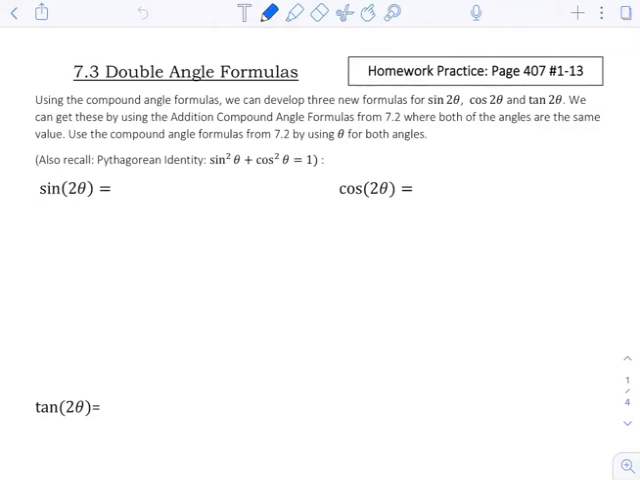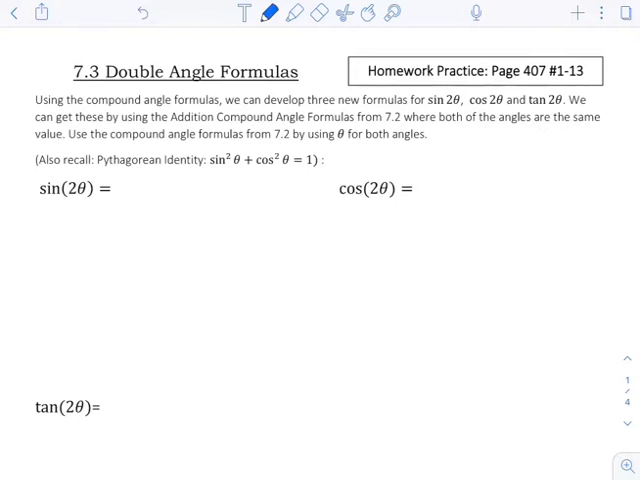Now you might say, we just learned 6 formulas. Why do I have to learn 3 more? Well, these 3 come directly from those compound angle formulas, the addition ones. Because if you have one angle plus another angle, that's double the angle. So instead of adding 2 different angles, like we did in the last chapter, we're going to be adding 2 angles that are exactly the same. So we can get these by using the addition compound formulas from 7.2 by using theta for both angles.